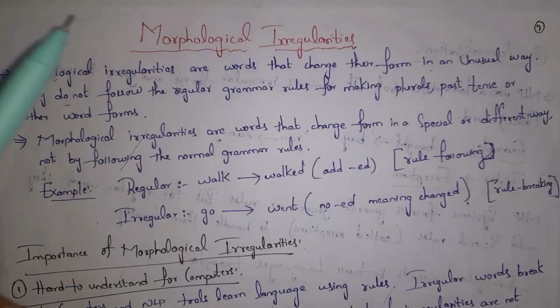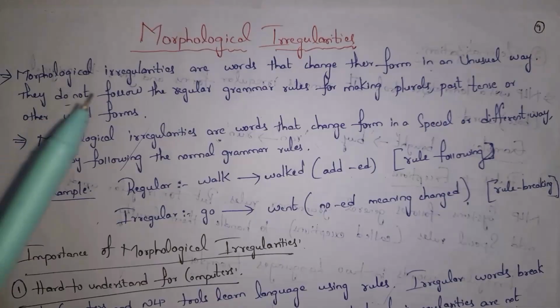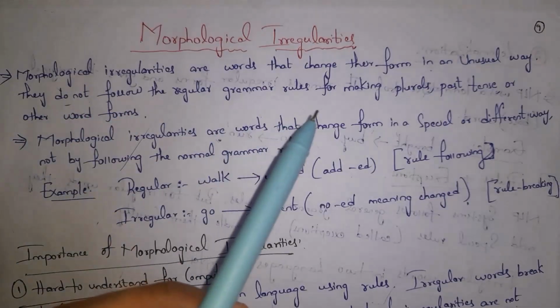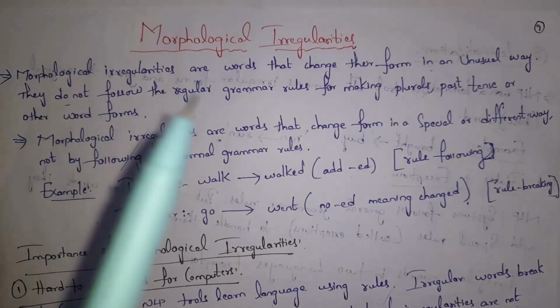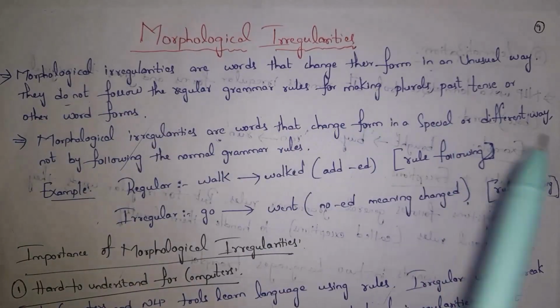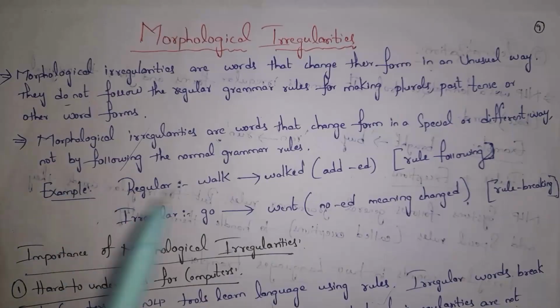Morphological irregularities are words that change their form in an unusual way. They do not follow the regular grammar rules for making plurals, past tense or any other word forms. Morphological irregularities are words that change their form in a special or different way, not by following the normal grammar rules.